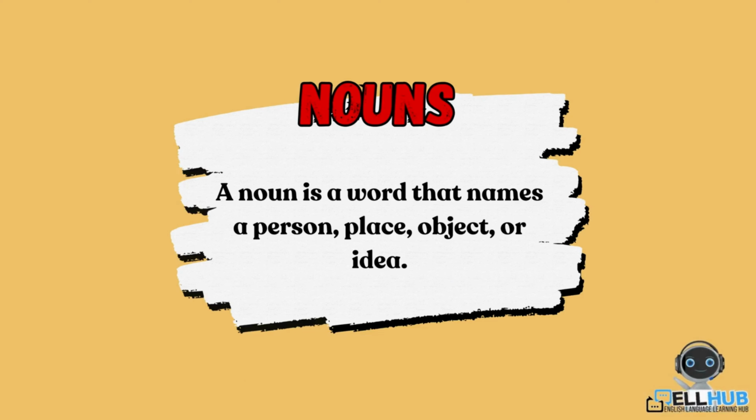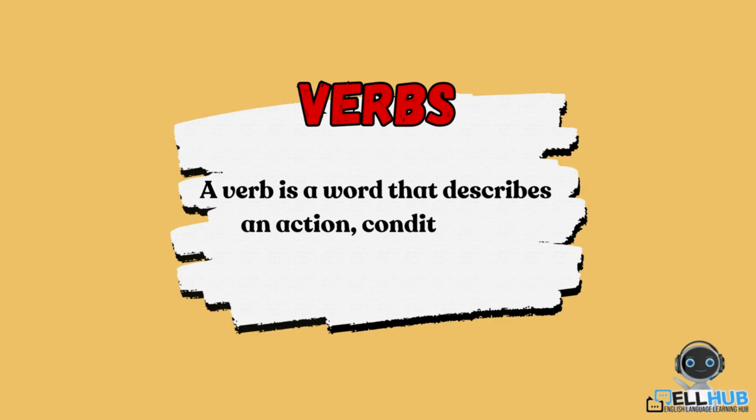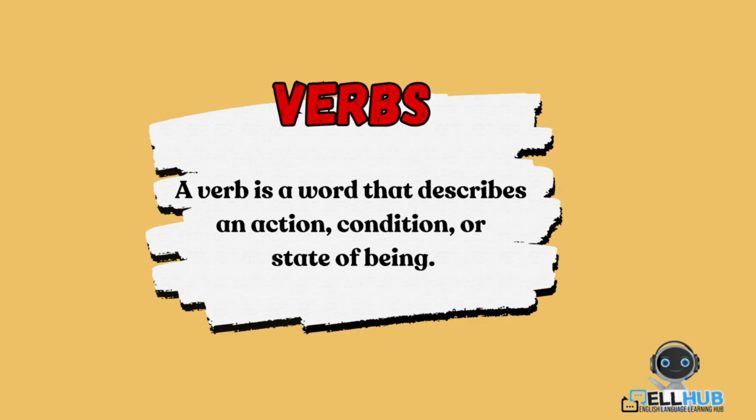Think of nouns as naming words. They give names to everything around us, whether it's a person, a place, an object, or even an idea. Another common part of speech is verbs. A verb is a word that describes an action, condition, or state of being.